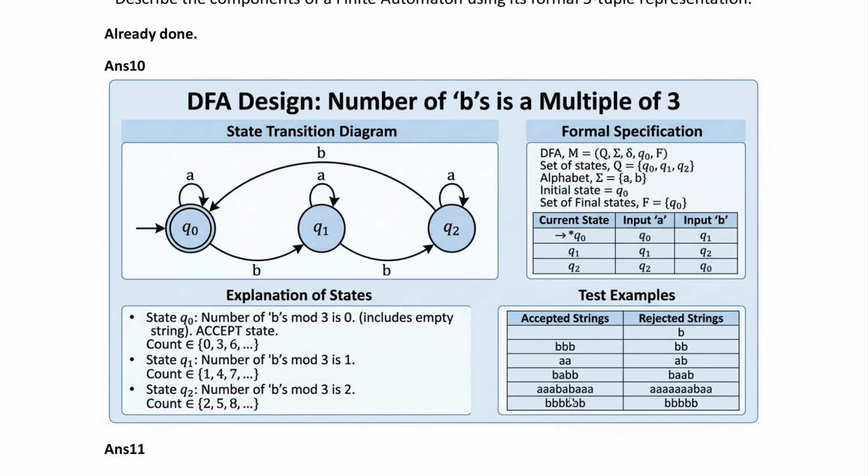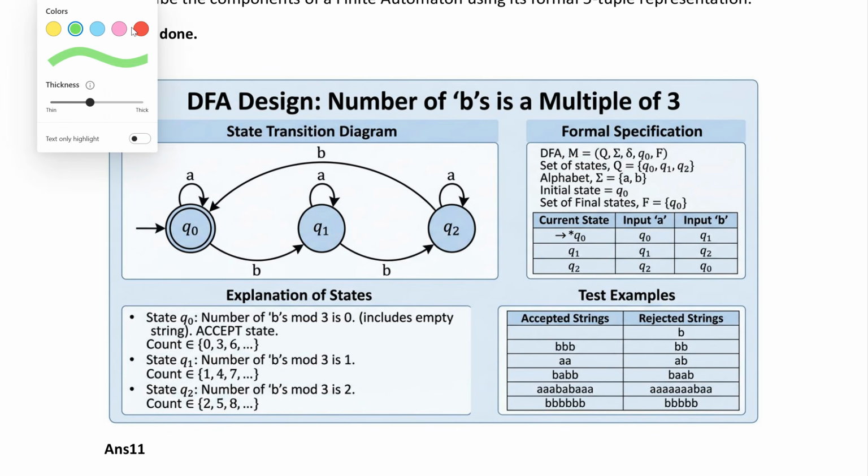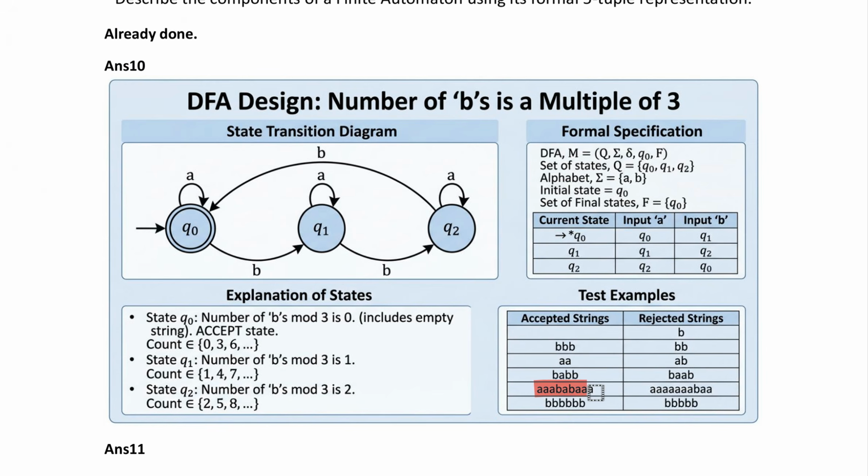So you can correct it. The number of B's should be a multiple of 3, so this is also a rejected string. Let me highlight it with red color. This is not in the set of accepted strings because the number of B's is not a multiple of 3. However, the transition diagram and transition tables are okay. So you can give the answer correctly by drawing this transition diagram and the transition table itself.